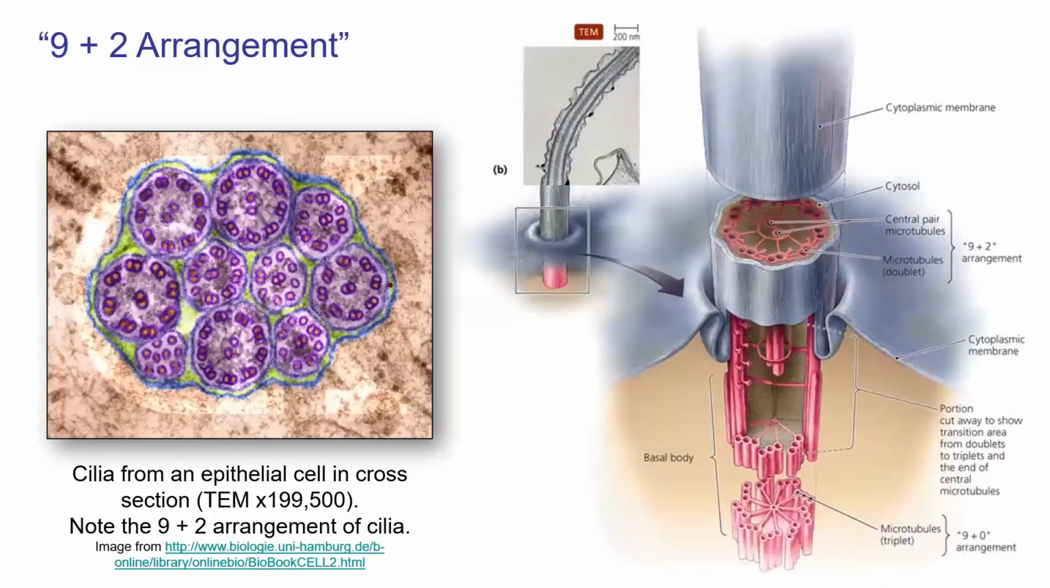Oops, skipped a slide there. This 9+2 arrangement over here. So I'm showing you on the right there a cartoon of the structure of a cilia or of a cilium or a flagellum. And one thing I want to point out is that it has a membrane around it.